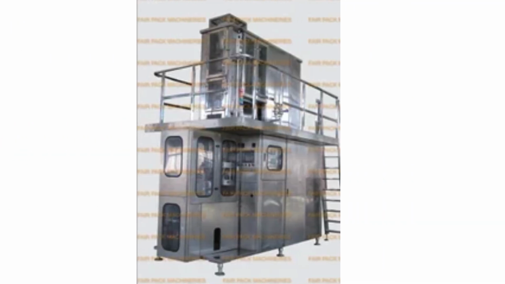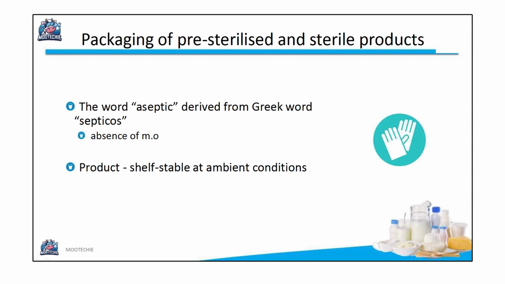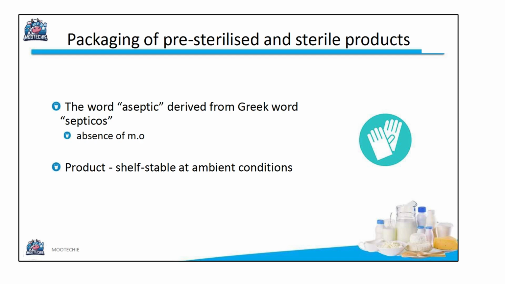This slide shows an image related to aseptic packaging systems. The word aseptic is derived from the Greek word septikos, and it essentially means the absence of microorganisms. The result is a product that is shelf-stable at ambient conditions, requiring no refrigeration until opened.